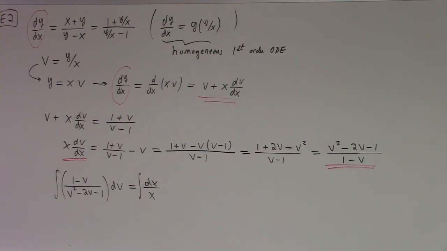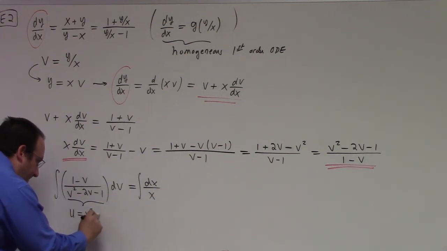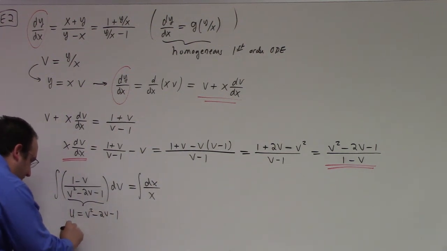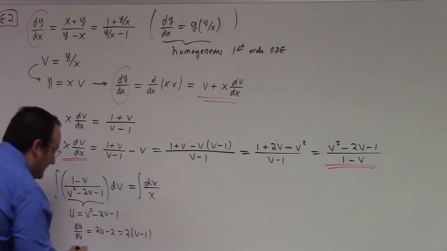You know, if I differentiate the bottom with respect to v, what do I get? I get 2v minus 2, right? I think a substitution, you can make basically a u substitution here, right? Like if I make this u, then what's du dv? It's 2v minus 2, right? Which is 2 times v minus 1.